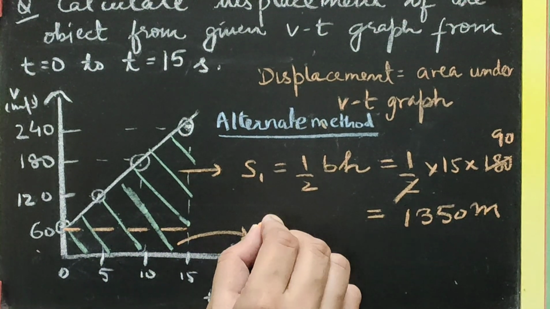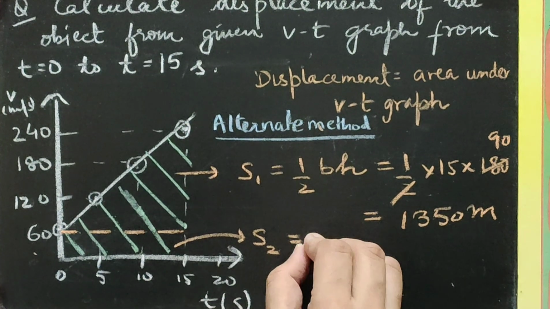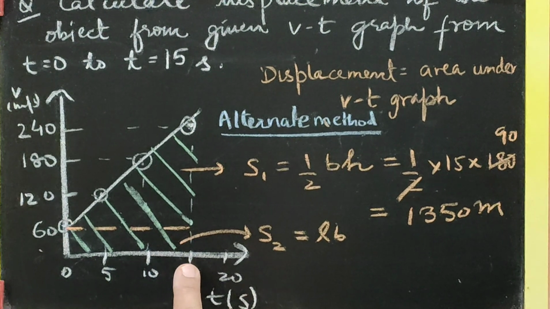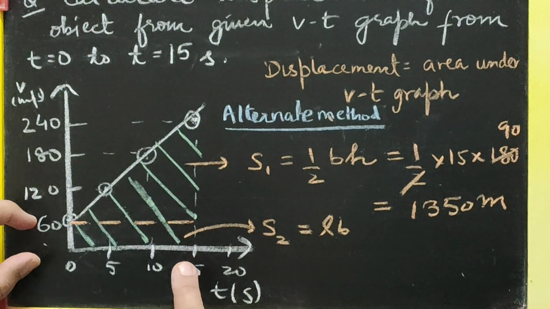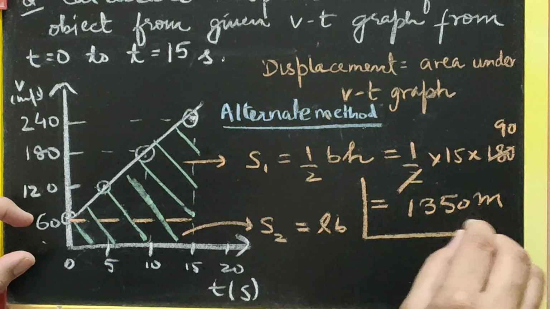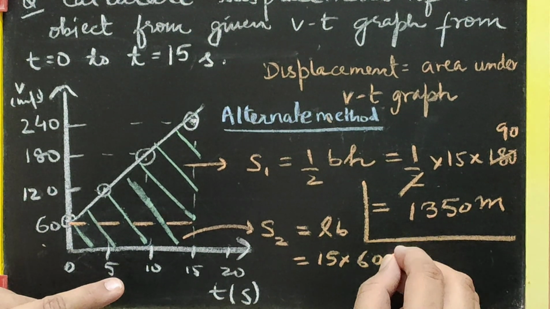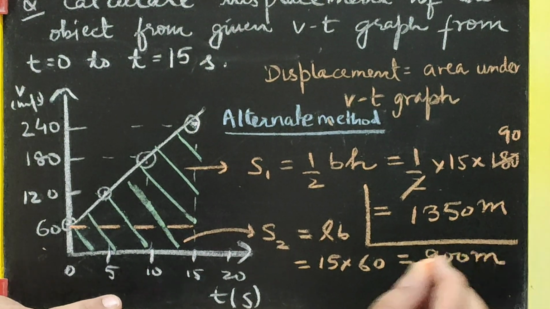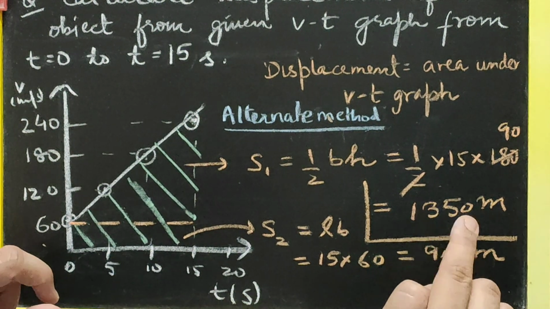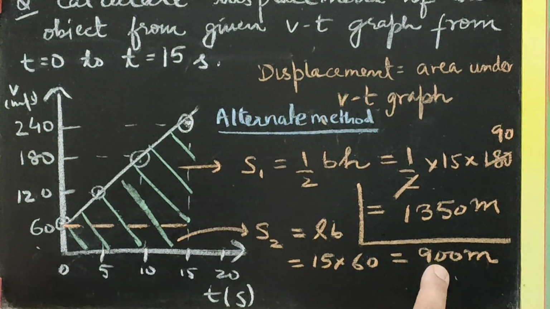Finding the area of the second geometrical figure, which is this rectangle, would be length into breadth. The length of this rectangle is 15 seconds and the breadth of this rectangle is 60 meter per second. So when I calculate, what do I get? I get 15 into 60, which comes out to be 900 meters. So the triangle is giving me an area of 1350 meters, and this rectangle is giving me an area of 900 meters.